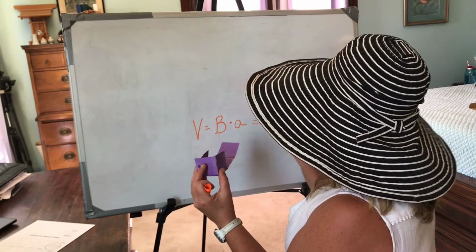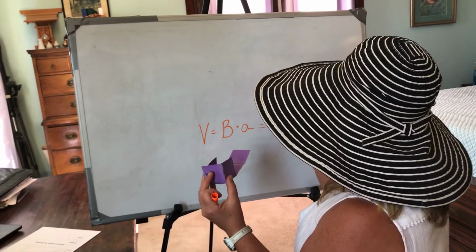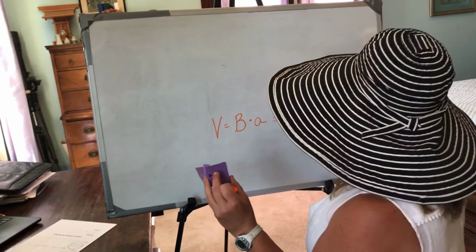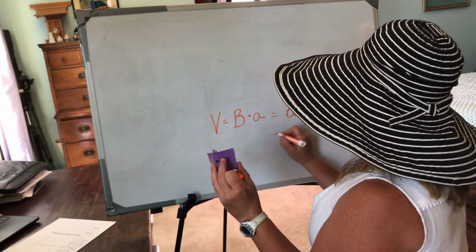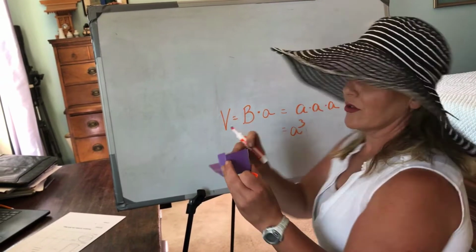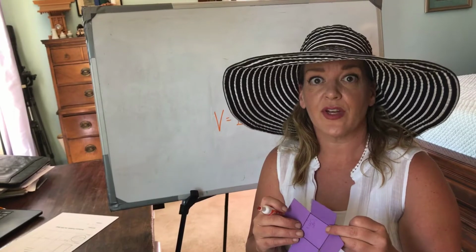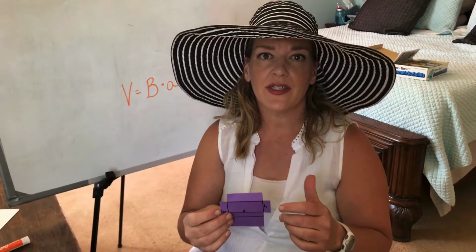So this turns into B is A times A, that's the area, length times width, times A. So it is A cubed. So take your measurement for A and cube it, and that will be your volume. Don't forget units. The next shape is a rectangular prism.